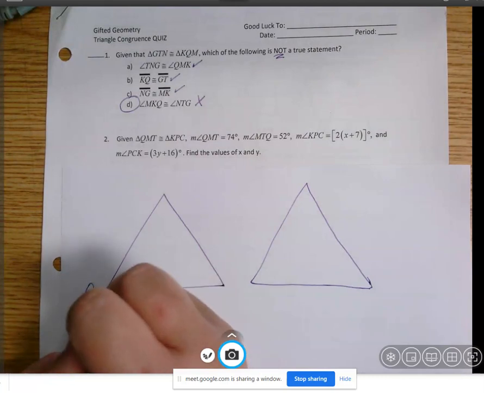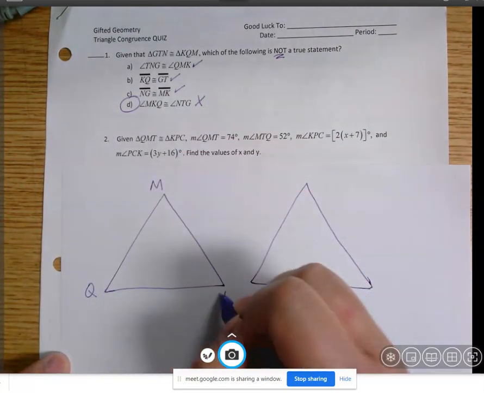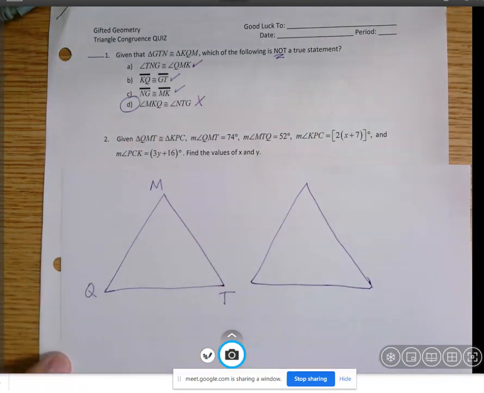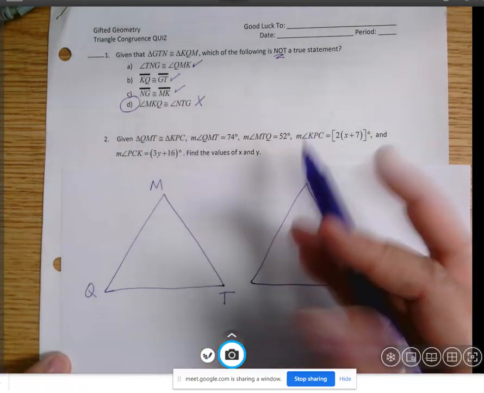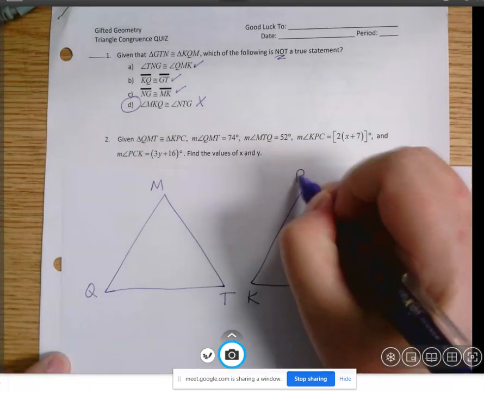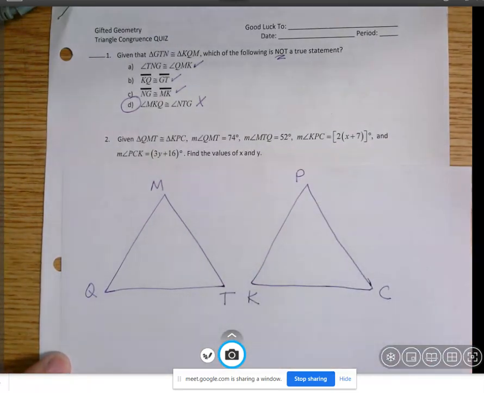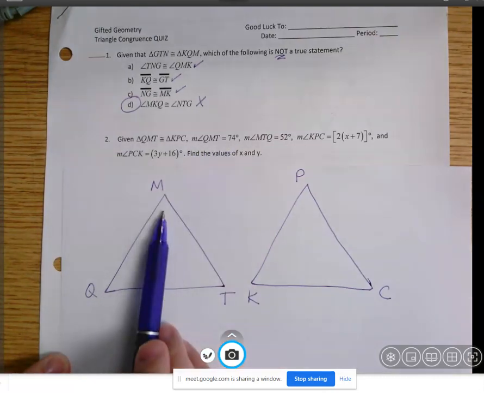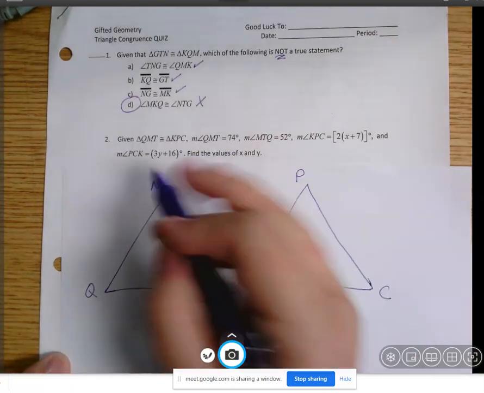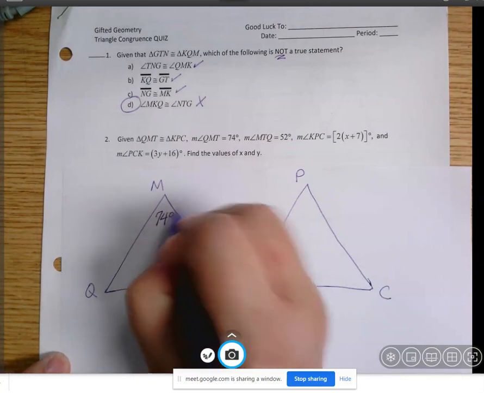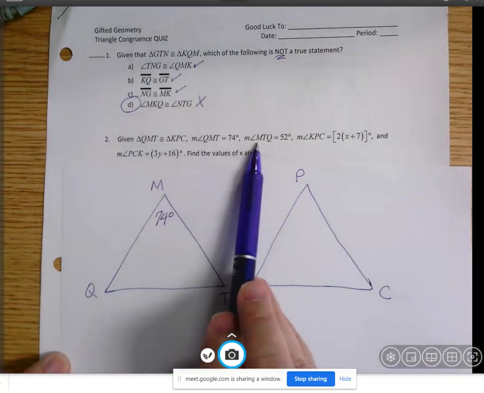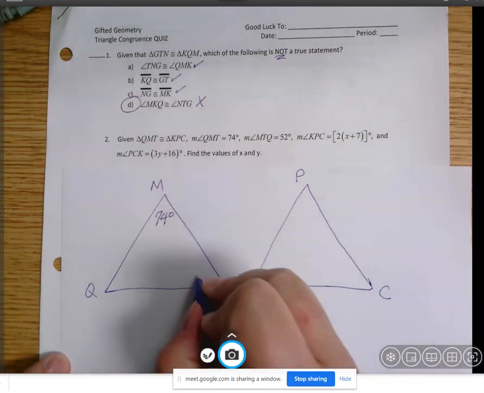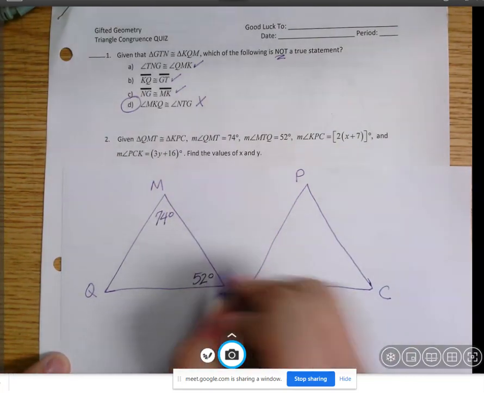So I would label them the same way, like I did left, top, right for QMT, and so now I'm going to do the same thing for KPC because it helps when it looks the same. This says angle QMT is 74 degrees. That's this angle up here. So 74 degrees. Angle MTQ, that's this angle right here, is 52 degrees.